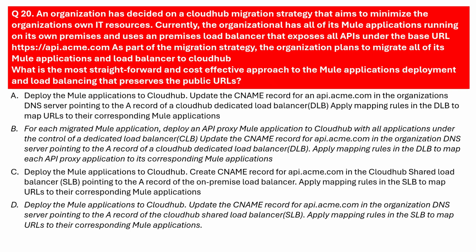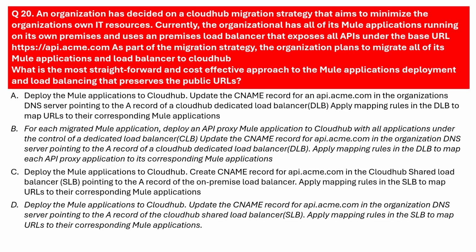Q20. An organization has decided on a CloudHub migration strategy that aims to minimize the organization's own IT resources. Currently, the organization has all of its Mule applications running on its own premises and uses an on-premises load balancer that exposes all APIs under the base URL https://acme.com. As part of the migration strategy, the organization plans to migrate all of its Mule applications and load balancer to CloudHub.